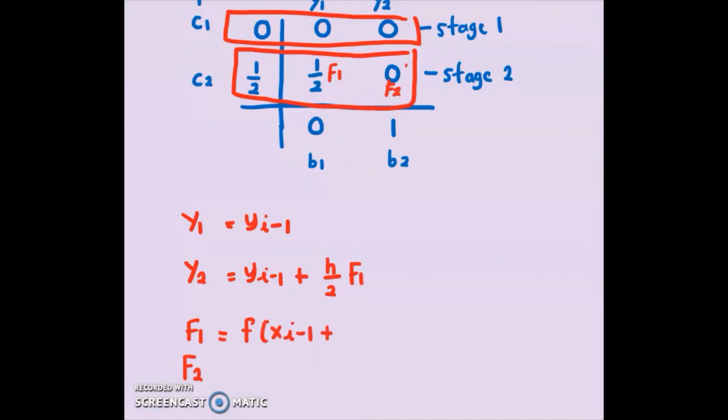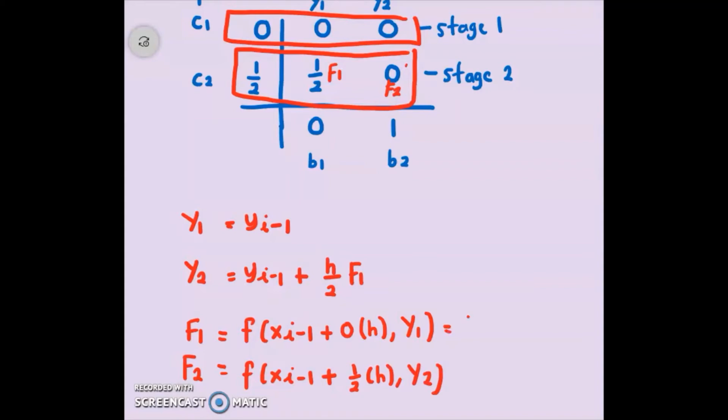Now the c here inside this stage derivative is next to the function. So we have 0. So I have 0 h for y1 and f for the next one plus half h for y2. You don't have to write this. I just want to show you why there's 0. In other words, this is my f of xi minus 1 comma y1.